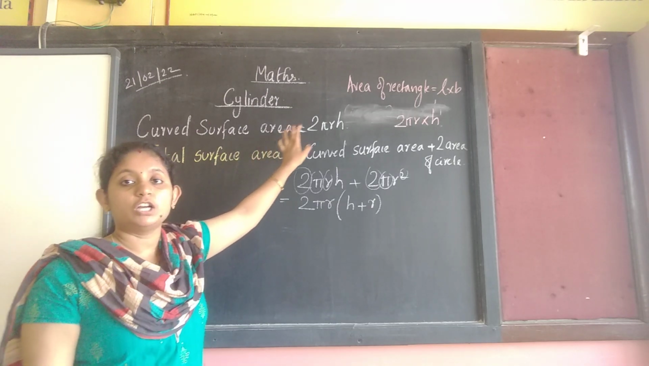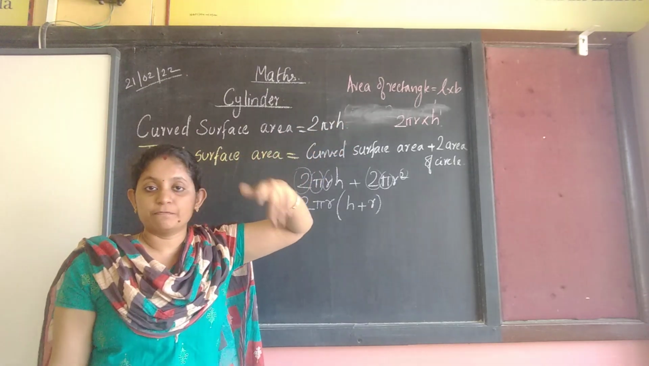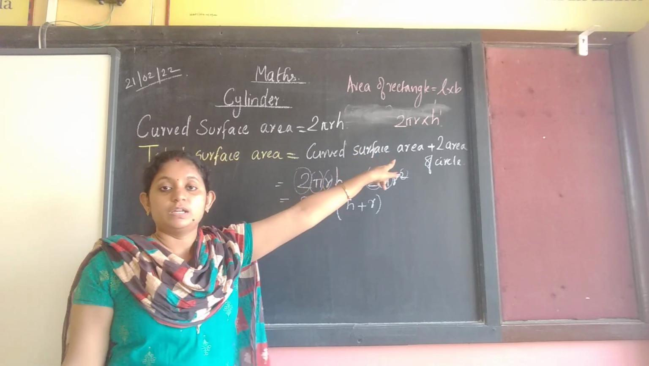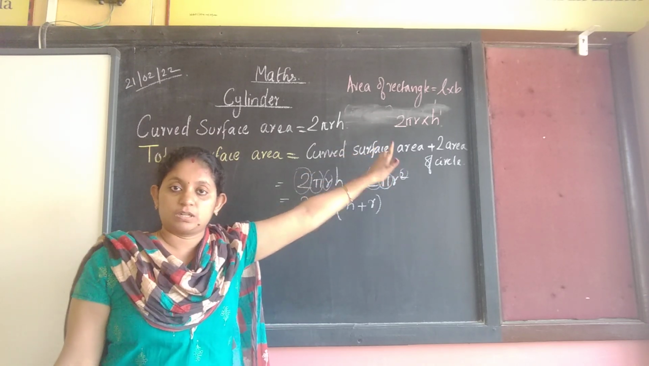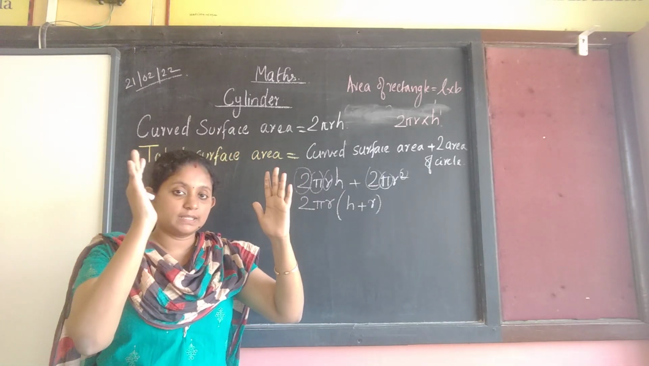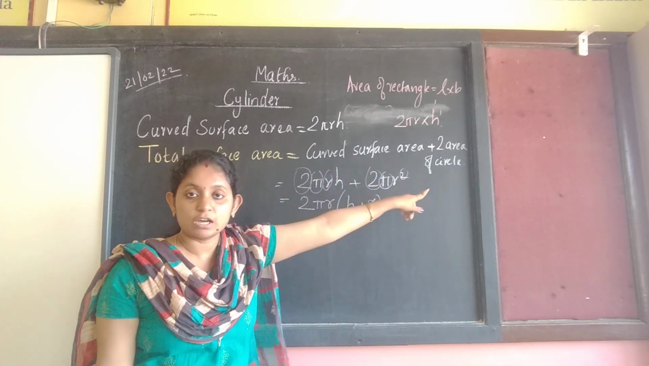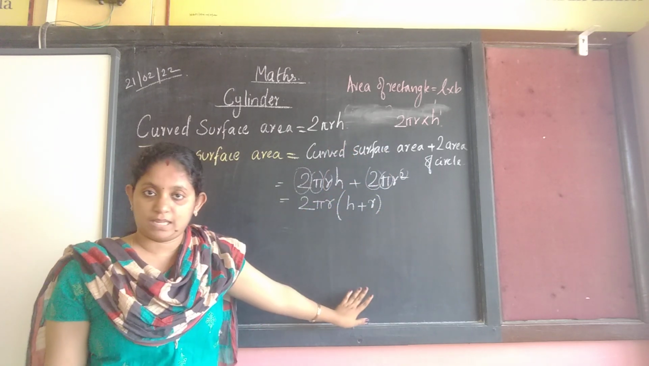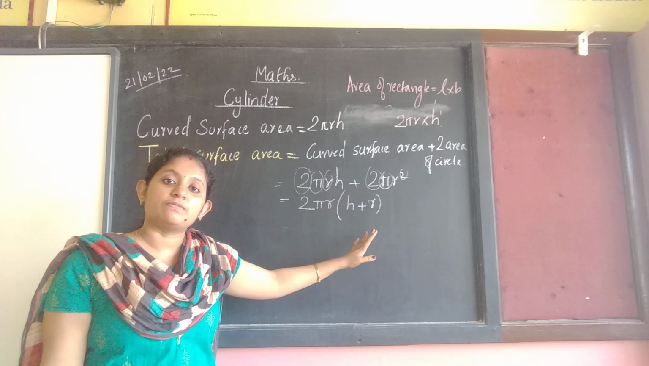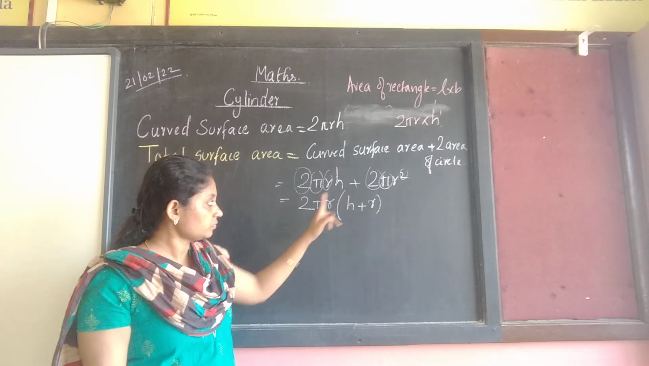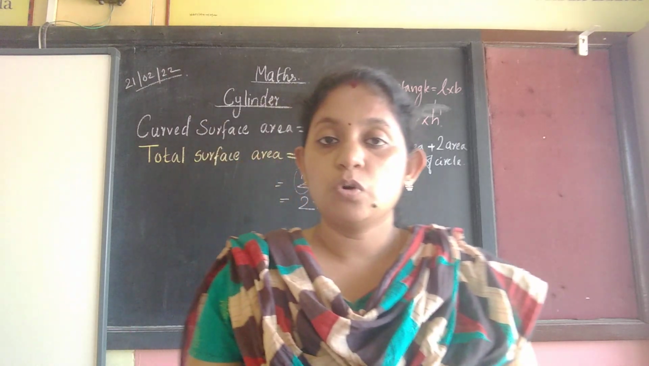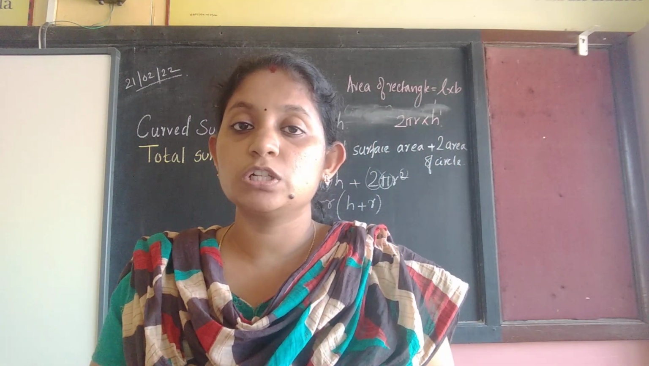Curved surface area is 2 pi r h. Remember the paper folding, it becomes a rectangle. Using the rectangle formula we have written it down, also the circumference of the circle. Total surface area includes both sides, this side and this side, so 2 times area of circle will come along with curved surface area. Using that we have taken whatever is common first and put the rest in a bracket. So we get the formula for total surface area. I hope the formula is clear to all students.